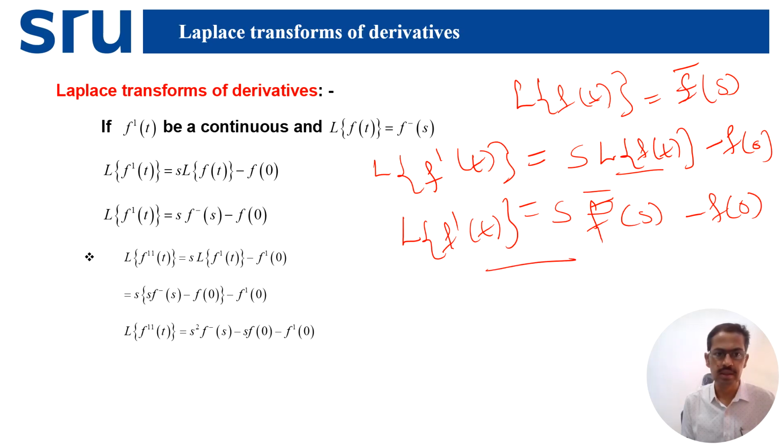Similarly, f double dash also. The Laplace transform of f double dash of t is equal to s into the Laplace transform of f dash of t, minus f dash of 0. Here the Laplace transform of f dash t is s into the Laplace transform of f of t. One derivative, here no derivative.